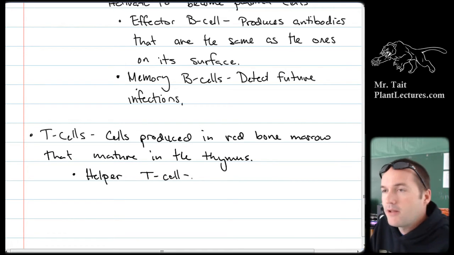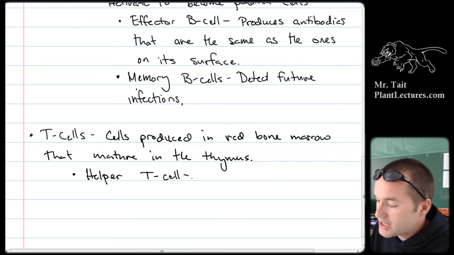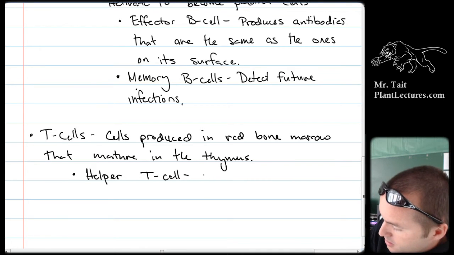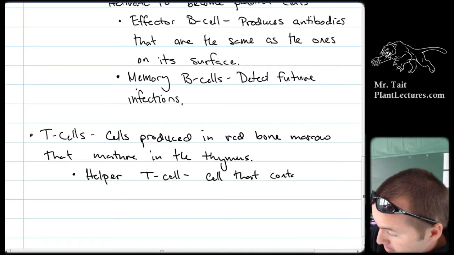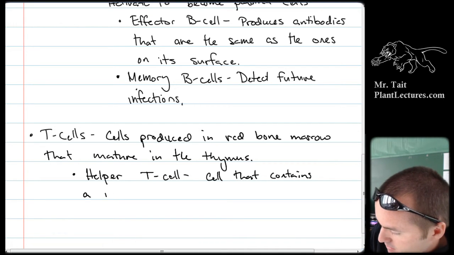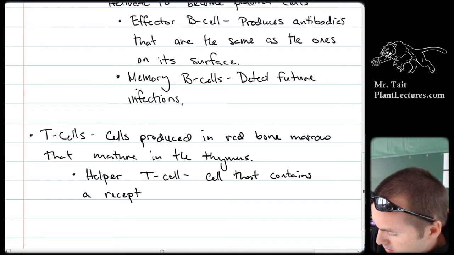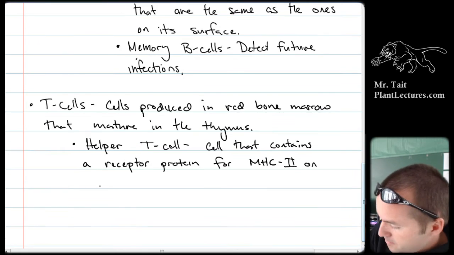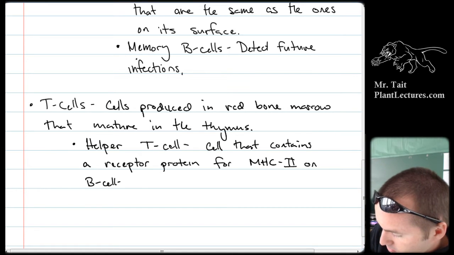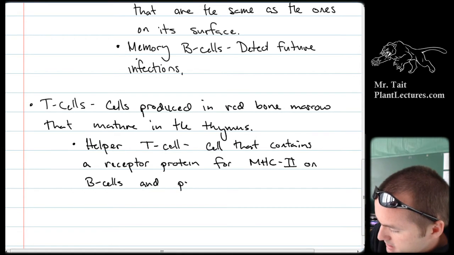A helper T cell has a signaling protein or a receptor protein that allows it to interface with MHC2. So it is a cell that contains a receptor protein for MHC2 on B cells and phagocytes.